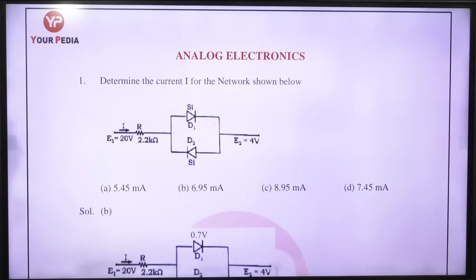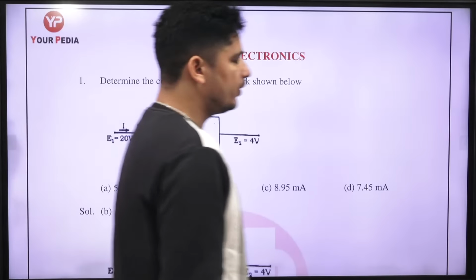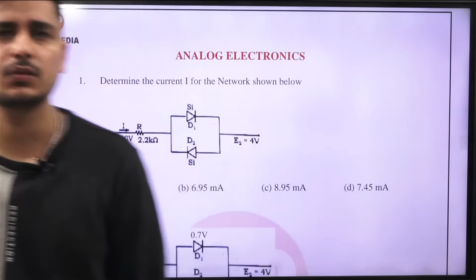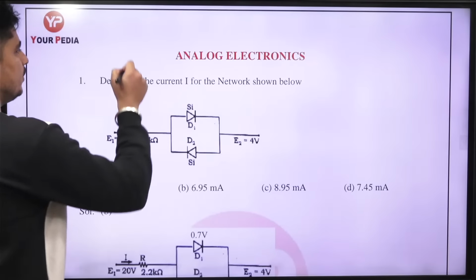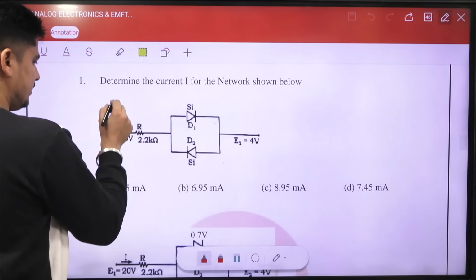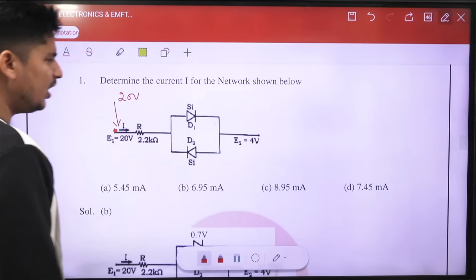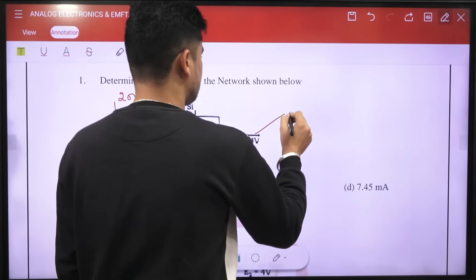The first question is: determine current I for the network shown below. We have to find how much current I is flowing through this network. The first thing that comes to mind is how much voltage is at this terminal. That is 20 volt. Now I go to the other terminal at this side. How much voltage does that terminal have?